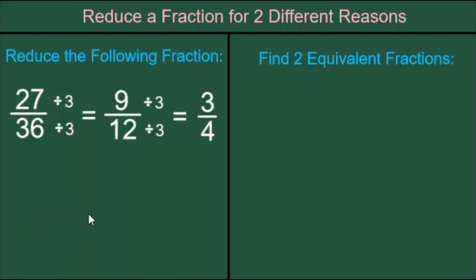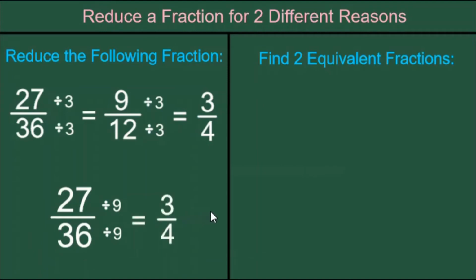Maybe, when we're answering this question, we realize that 27 and 36 both have 9 as a greatest common factor, and we divide top and bottom by 9. We get to 3/4 right away. Both of these answers are correct. The second one might be a little bit more efficient.